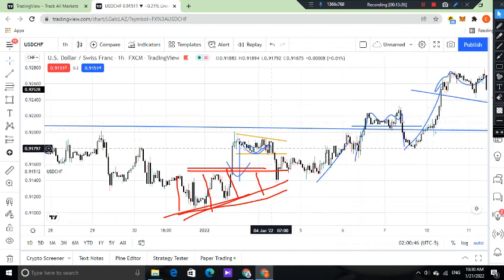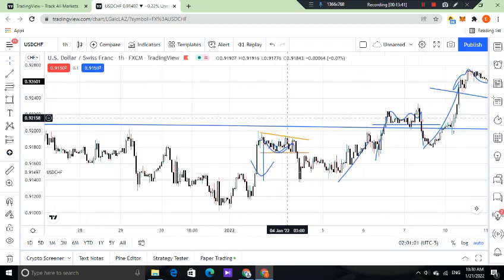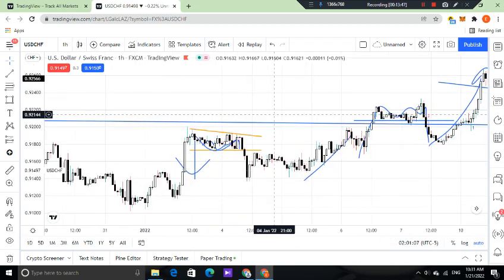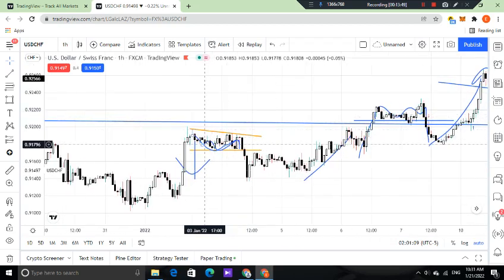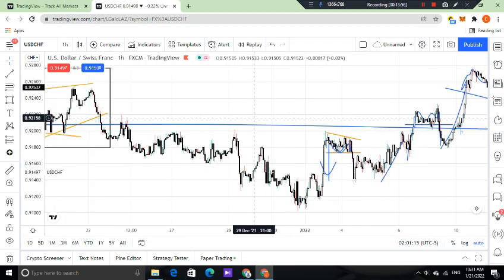Here we had this descending triangle. We have a horizontal line and this bear trend at top, and we expect to see a breakout. It's more likely that we see a bear breakout.